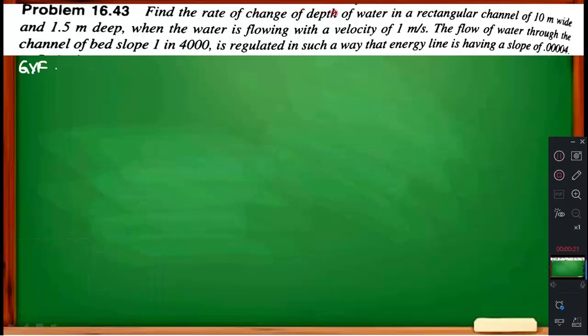Find the rate of change of depth of water in a rectangular channel 10 meter wide and 1.5 meter deep. Okay, here we will make it 3 meter. The problem we altered: 10 meter wide and 3 meter deep, when water is flowing with the velocity 1 meter per second, the flow of water through the channel, a bed of 1 in 4,000, is regulated in such a way that the energy line is having this slope.